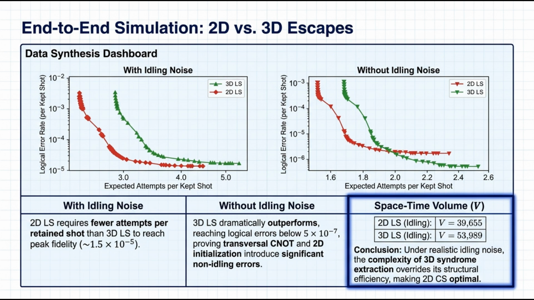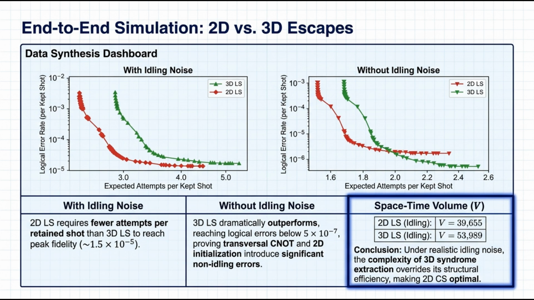The right plot shows that without idling noise, the three-dimensional direct escape dramatically outperforms the two-dimensional route, achieving logical error rates below 5 times 10^-7. This indicates that the intermediate transversal controlled NOT and two-dimensional initialization introduce substantial non-idling errors.